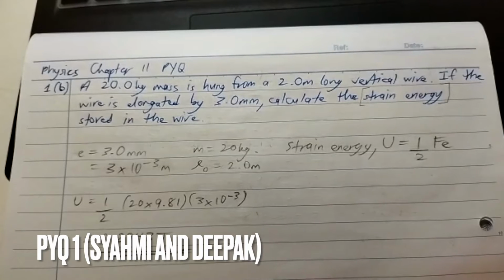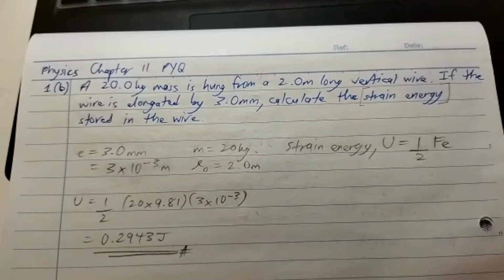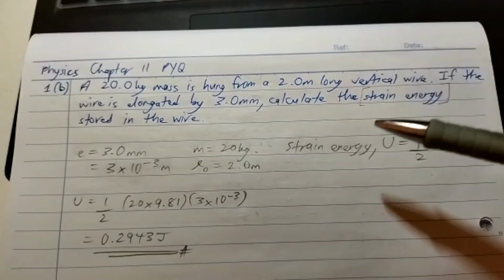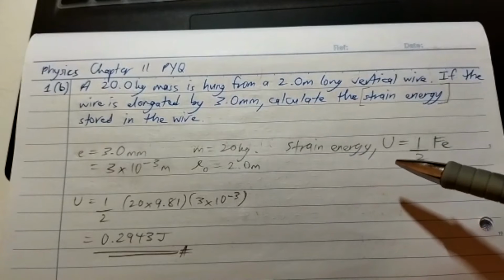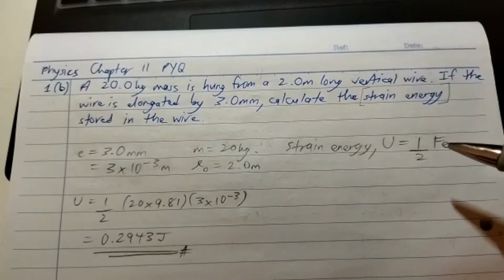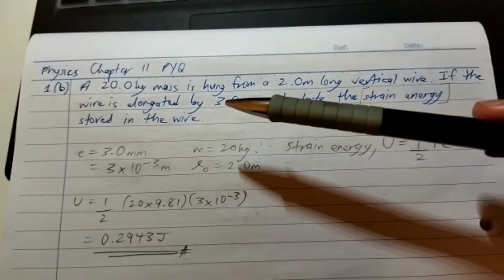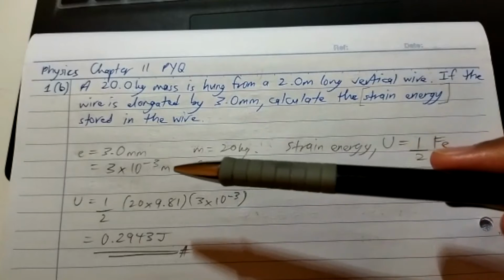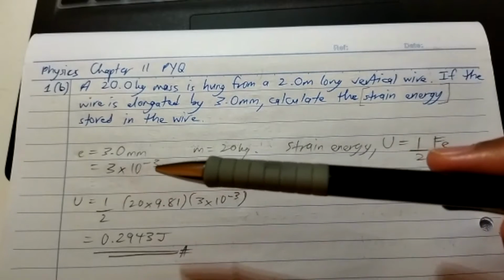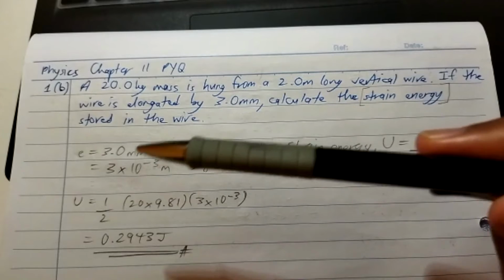Question 1B. A 20 kg mass is hung from a 2 meter long vertical wire. If the wire is elongated by 3 millimeters, calculate the strain energy stored in the wire. We know the strain energy is given by the formula U equals half Fe. F is the force acting on the wire and e is the elongation of the wire. The wire is elongated by 3 millimeters. We convert millimeters to meters and get 3 times 10 to the power of negative 3 meters. That's the e value.